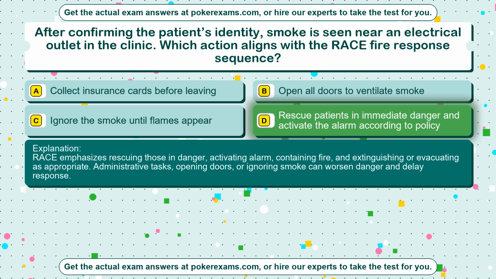RACE emphasizes rescuing those in danger, activating alarm, containing fire, and extinguishing or evacuating as appropriate. Administrative tasks, opening doors, or ignoring smoke can worsen danger and delay response.